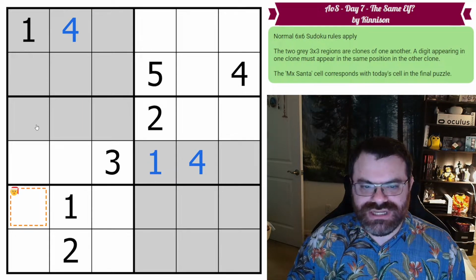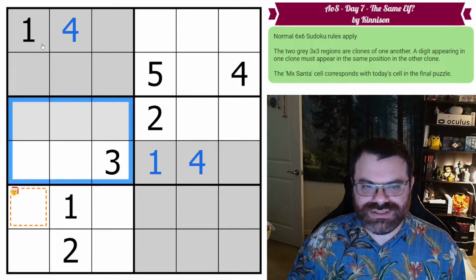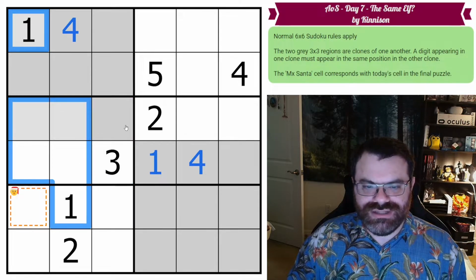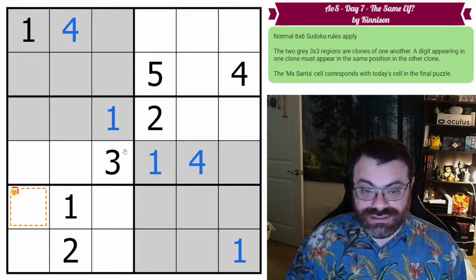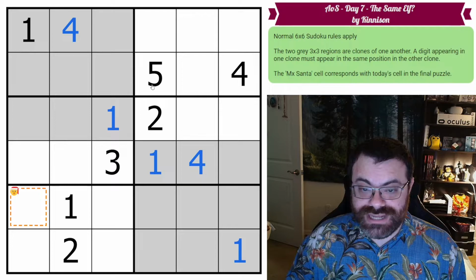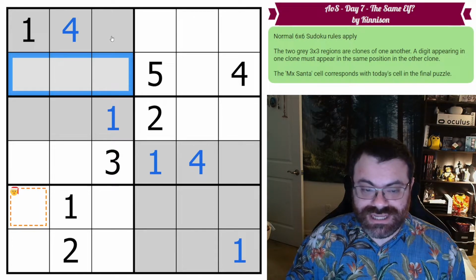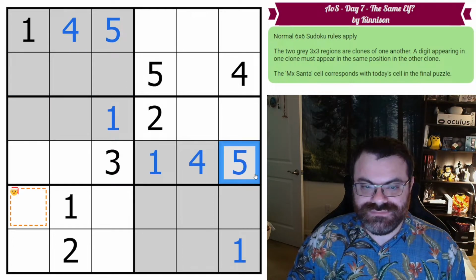Now, let's see. We need a 1 in this box. This one looks down, this one looks up. So the 1 can only go here, and that's going to get cloned over here. Let's see here. So now this 5 looks in, and we need a 5 in the box, so it goes here, and now this is a 5.